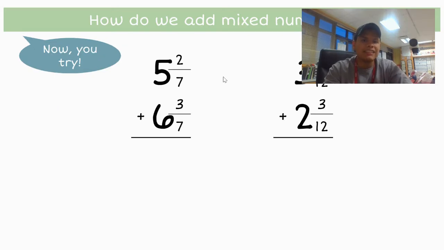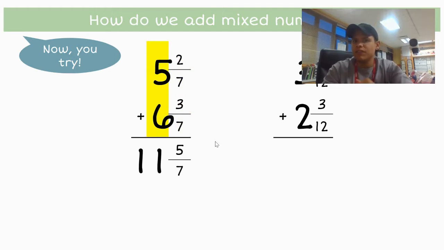Let's take a look at these examples. We have 5 and 2/7 plus 6 and 3/7. You should remember that you start with the smallest place value. So we're going to add the fractions first. 2/7 plus 3/7 is 5/7. Do you know what we do next? Well, we add the whole number. So we'll add 5 plus 6, and we get the sum of 11.